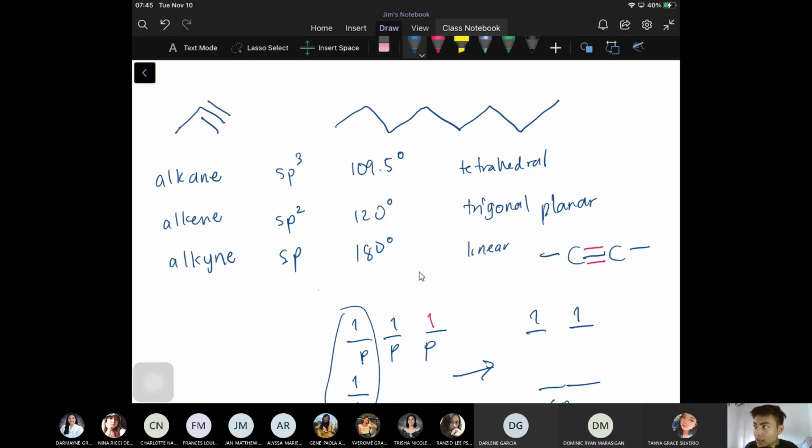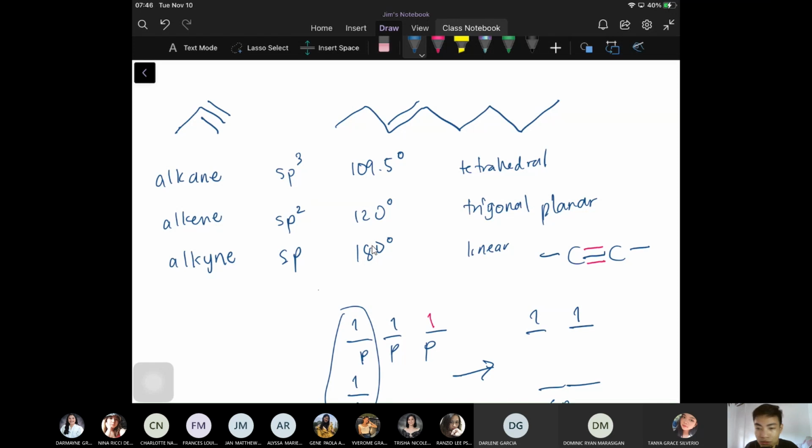Kasi kapag alkyne, ang geometry ay linear. So, kailangan our drawing must also follow the geometry. So, hindi pwedeng maging zigzag ang alkyne. Ang pwedeng maging zigzag ay ang alkane at ang alkene. Okay? So, for example, ito, alkane group to. So, ito may alkene. So, pwede yung zigzag. Okay lang yung zigzag kapag ganyan. Pero kapag alkyne yan, hindi pwede yung zigzag.